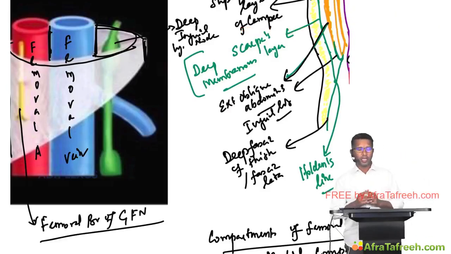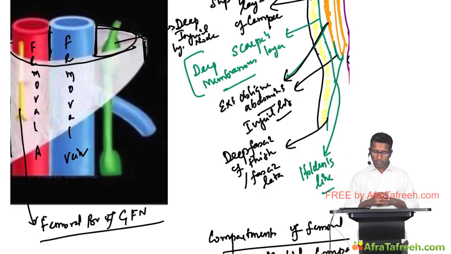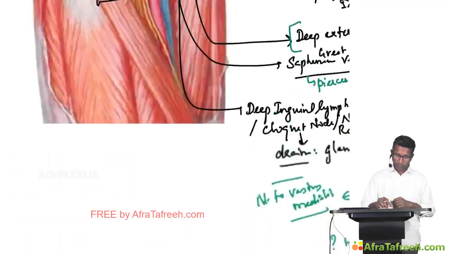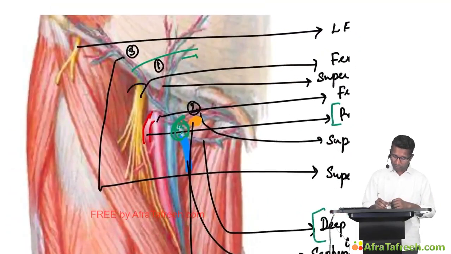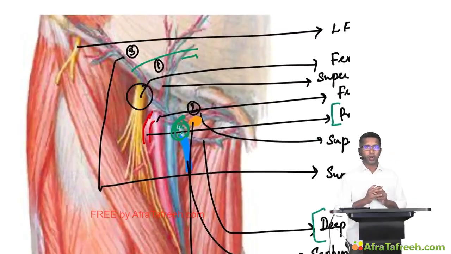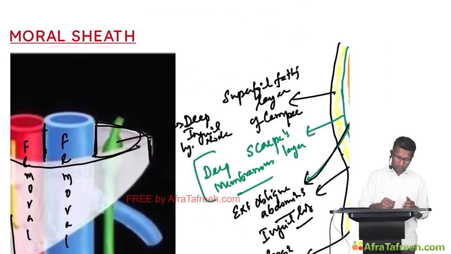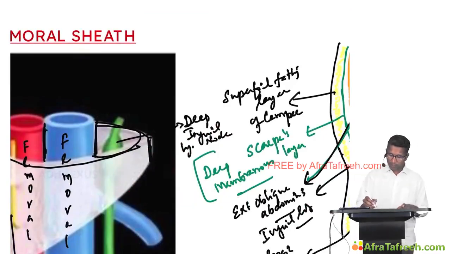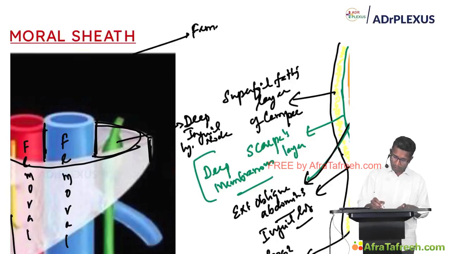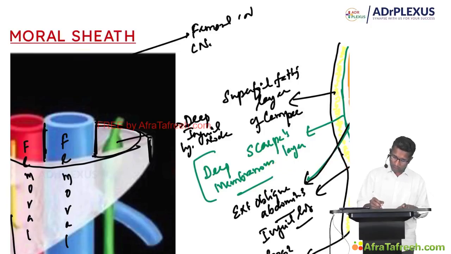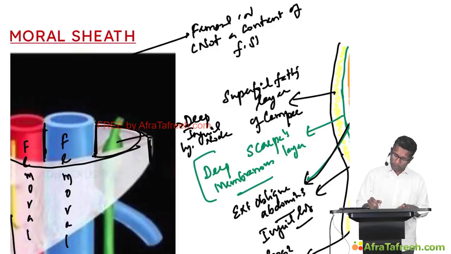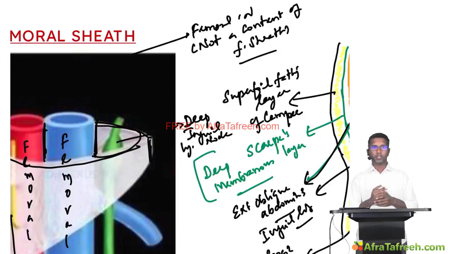Now you can ask me, sir, there is one more important content which was present in the femoral triangle. I can see it there, but I am not able to see it here, because the femoral nerve is not a content of the femoral sheath. It lies outside the femoral sheath. So please remember, guys, the femoral nerve is not a content of the femoral sheath. This is very important.